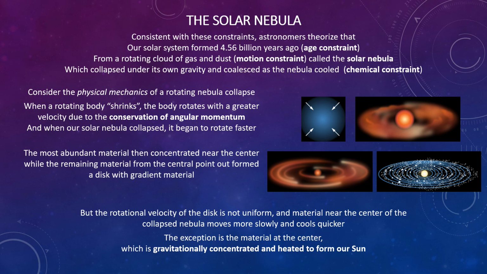This brings us to the solar nebula theory, which is one theory that is consistent with all of these constraints that we mentioned on the previous slide. And so the solar nebula theory theorizes that our solar system formed 4.56 billion years ago, which fits with our age constraint. It formed from a rotating cloud of gas and dust, which explains our motion constraint, which we call the solar nebula. And this solar nebula collapsed under its own gravity and coalesced as the cloud cooled, and this explains the chemical composition of our solar system.